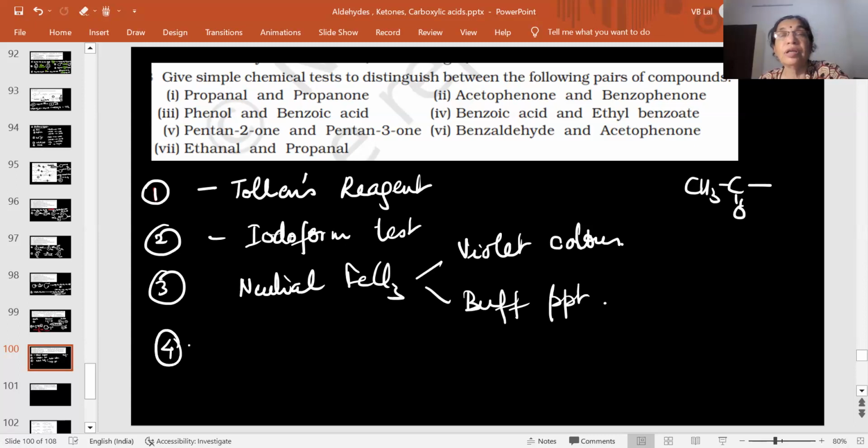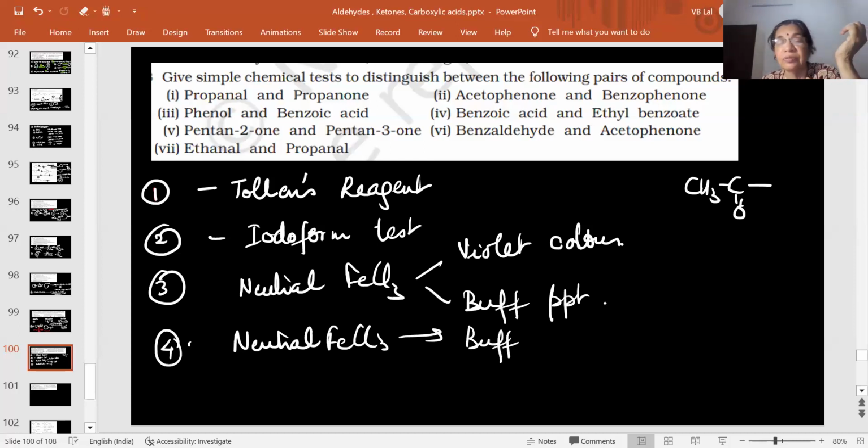Then the fourth one, benzoic acid and ethyl benzoate. Benzoic acid gives a buff precipitate with neutral ferric chloride, neutral FeCl3. The other one does not show the test.